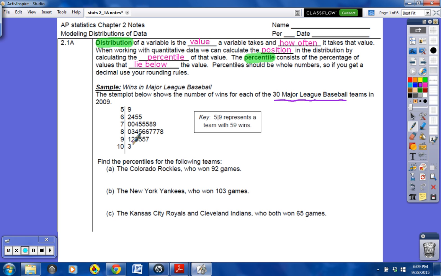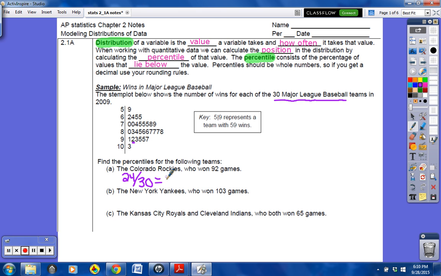So when I look at them, they are this number right here, that 92. I want to figure out how many numbers are actually below that. So I'd go through and count 1, 2, 3, 4, 5, 6, 7, 8, 9, 10, 11, 12, 13, 14, 15, 16, 17, 18, 19, 20, 21, 22, 23, 24. And I don't include that 92. So I've got 24 numbers below out of 30 numbers total, and that's going to help me calculate my percentile.